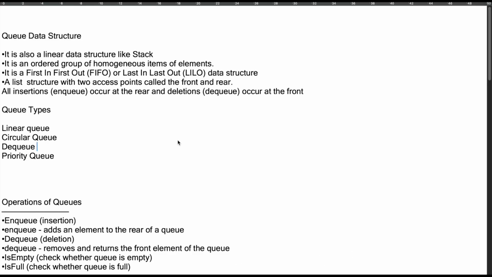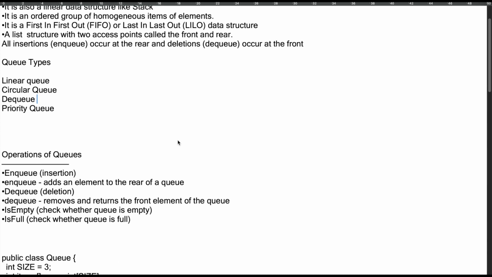Coming back to the queue types, we have different types of queues, like linear queue, circular queue, D queue, and priority queue. Today we will see about linear queues, and in further videos we will be discussing circular queue, priority queue and D queue.